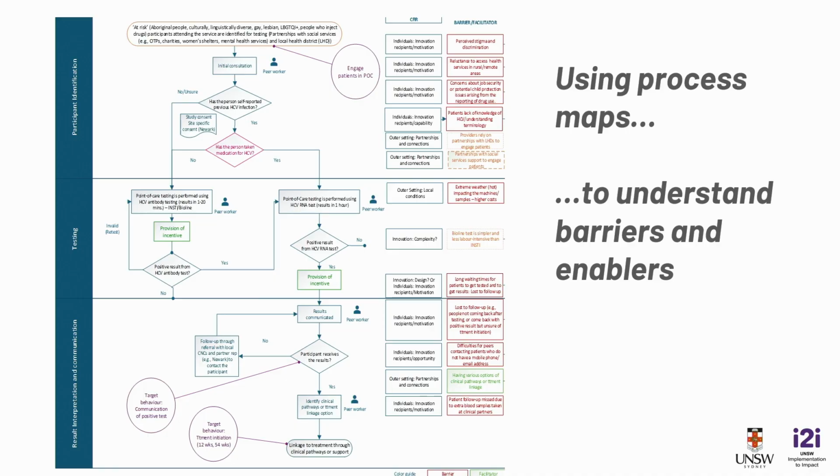And so now we can really start to use these process maps to understand exactly where the barriers and enablers are. You'll see, I'll zoom in a second, but on the left-hand column boxes, we've got the CIFA constructs, so that we've really got this standardised approach to understanding our barriers and facilitators. And then on the right-hand side, we've got a description of those barriers and facilitators.